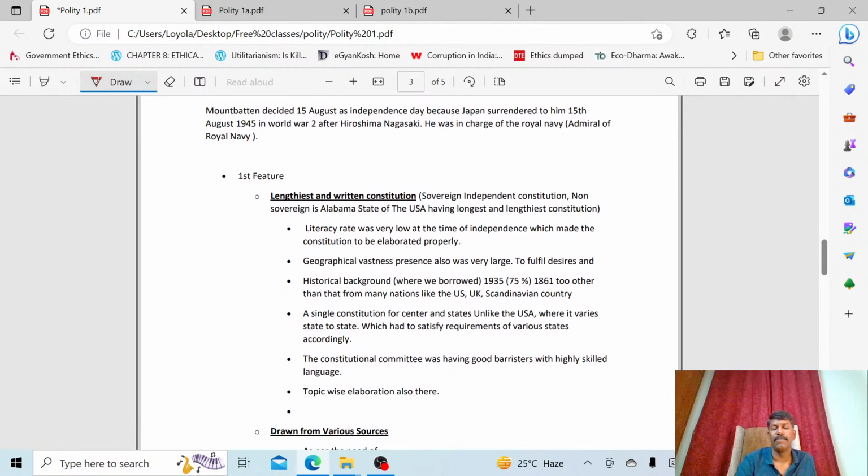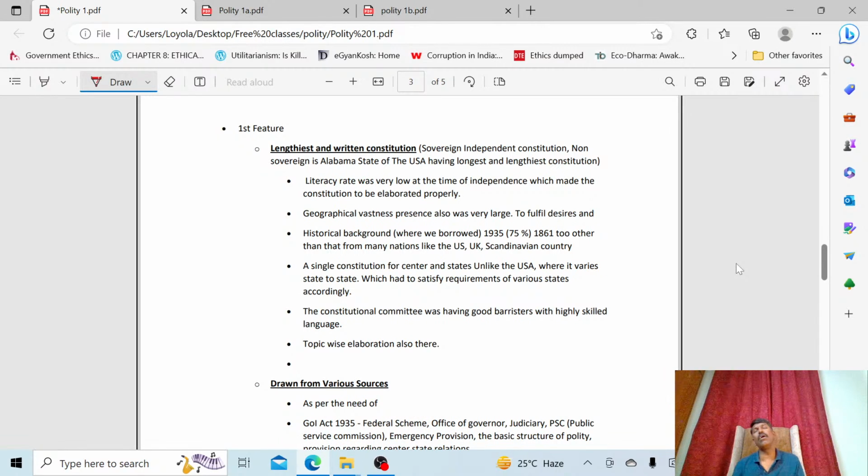Don't worry. First, it features the longest and lengthiest constitution in this world, along with the principles of written ideologies. And this country has a sovereign constitution. In this sense, the Indian Constitution is considered the longest and lengthiest. But when I say a non-sovereign constitution, like the Alabama state inside the USA, it has approximately 936 articles. I don't know right now how many articles they have recently amended.